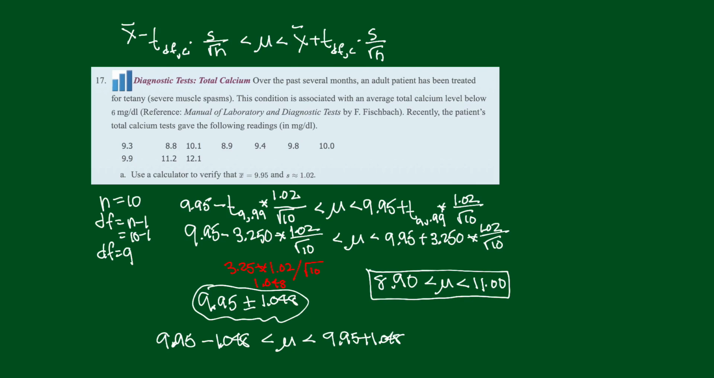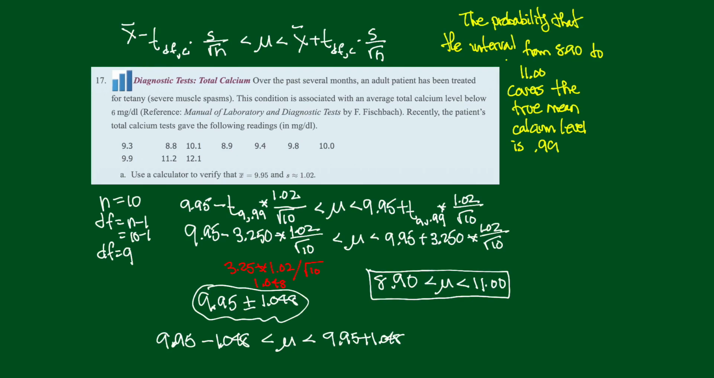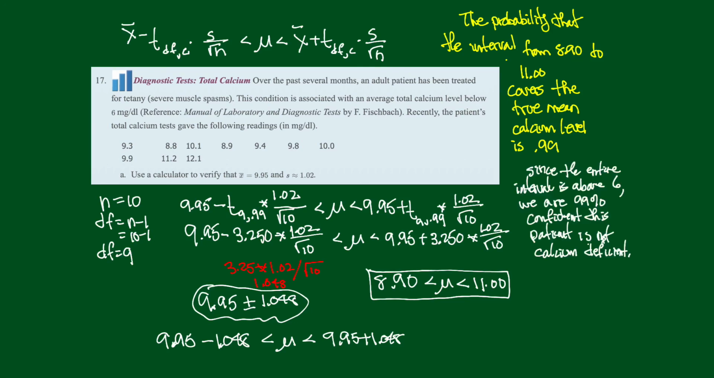Let's interpret it. Here's probably a good way to interpret this. We can say the probability that the interval from 8.90 milligrams per deciliter to 11.0 milligrams per deciliter covers the true mean calcium level is 0.99. And what does it all mean? Well, since the entire interval is above 6, we're 99% confident this patient is not calcium deficient.